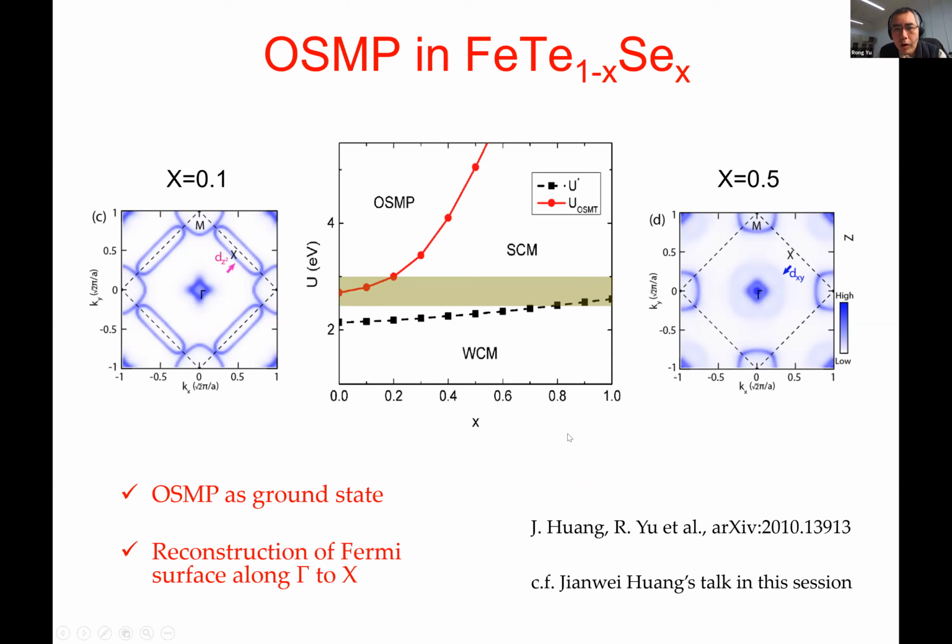And at the same time, we find that across this orbital selective Mott transition, there is a reconstruction of the Fermi surface. So for example, for x equals 0.5, we see this faint, but still visible, dxy-like hole pocket, very big, centered at the gamma point. But once we are inside this orbital selective Mott phase, when x equals 1.0, we see that the Fermi surface consists of ellipses centered at the X point. For the details of the experiment, I refer to the talk by Dr. Huang in this same session, and also to our recent paper posted on arXiv.